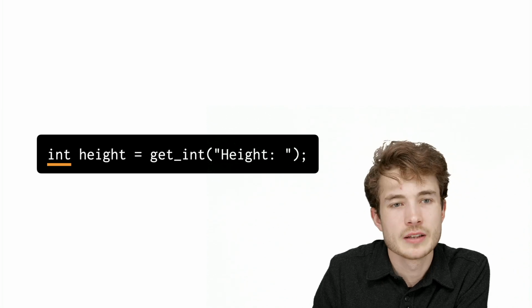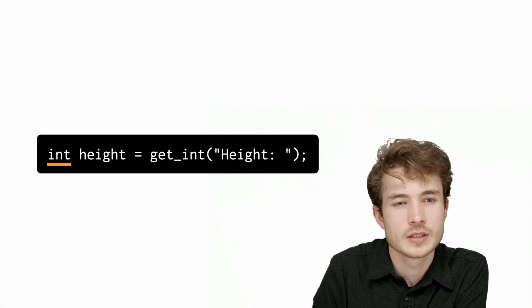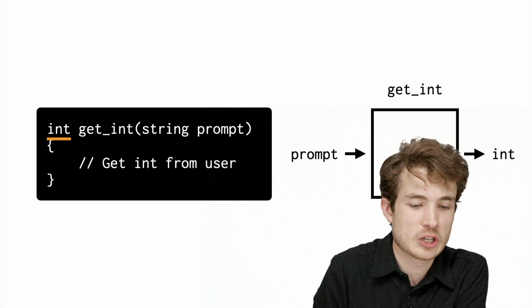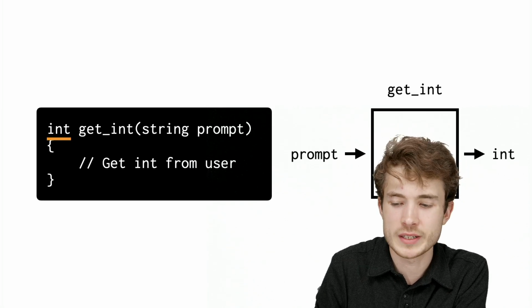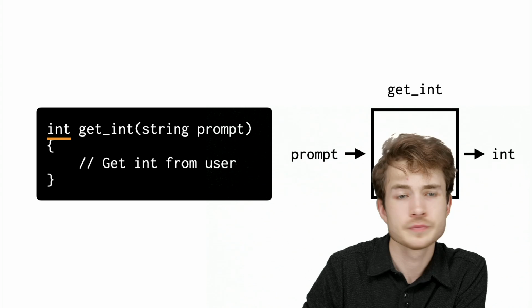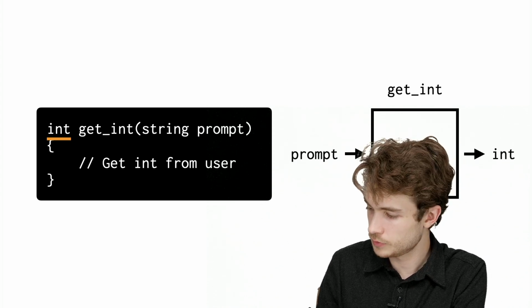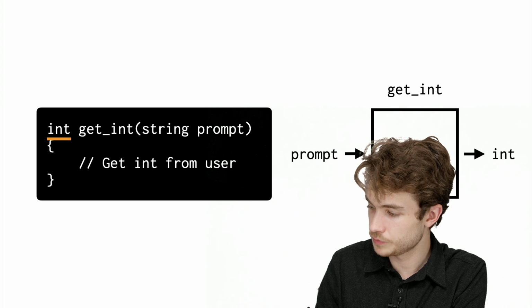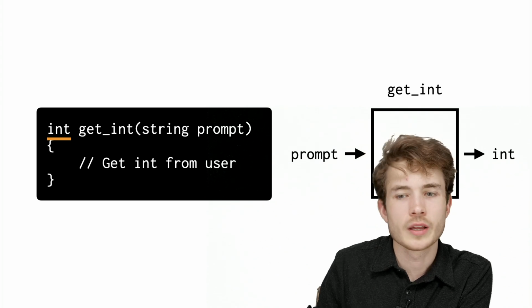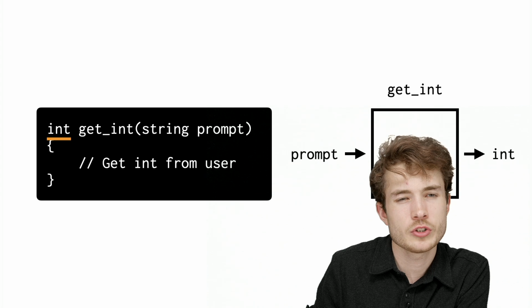So questions then on this function declaration, what we did over here to define what getInt is doing for us. Okay, not seeing too many questions here.